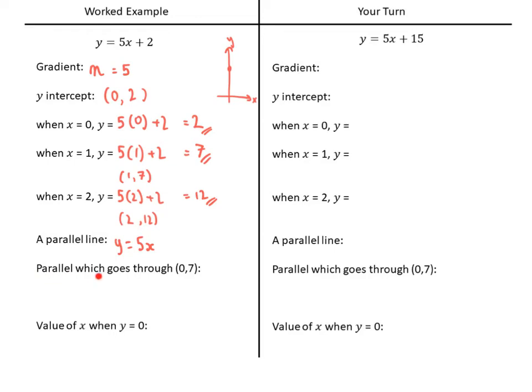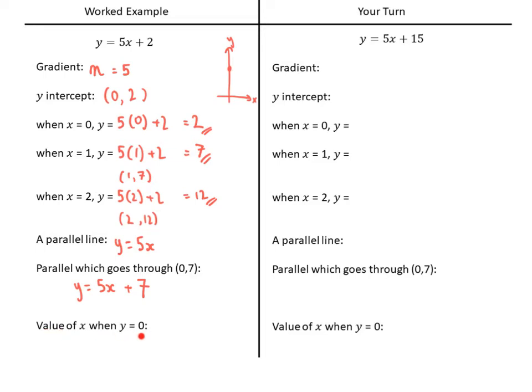The next one here, there is only one answer. We're looking for a line which is parallel and goes through 0, 7. y equals 5x. I know that has to be true because parallel lines have equal gradient. The coefficient of x needs to be 5. 0, 7 is a point on the y-axis. 0, 7 is my y-intercept. So plus 7 is how I would complete that equation.